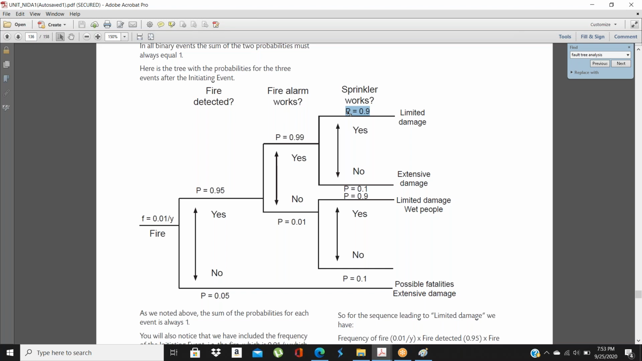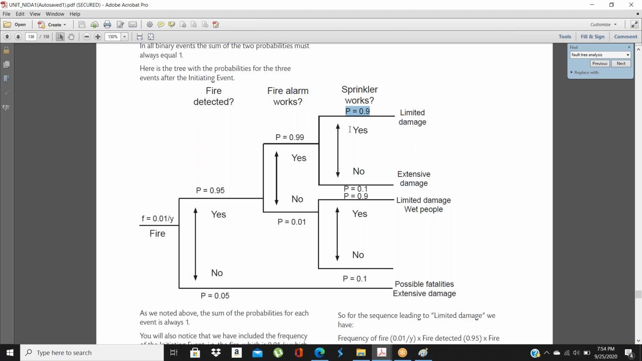It is not a percent; this is the probability, so this means 90%. Here this is 99% and this is 95%, because we need to multiply by 100 to convert to percentage. So the probability of two events should always sum to 1. So here it's 95%, 99%, and 90%.